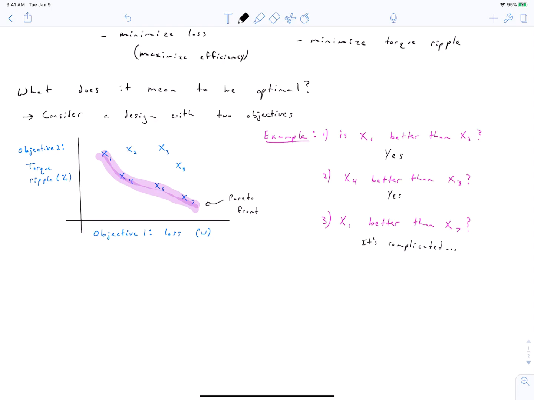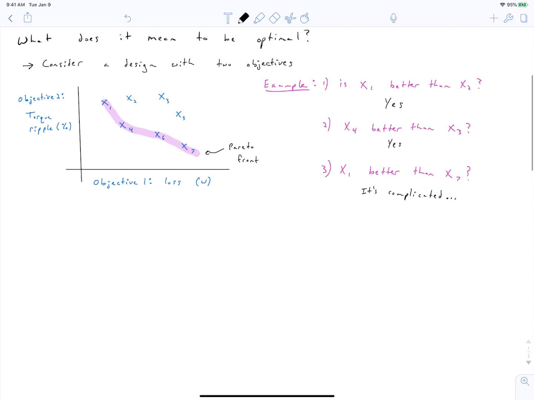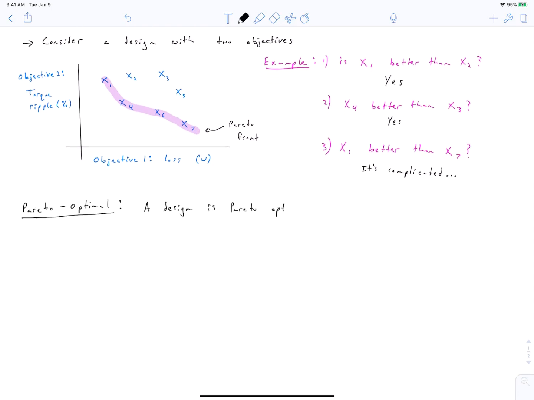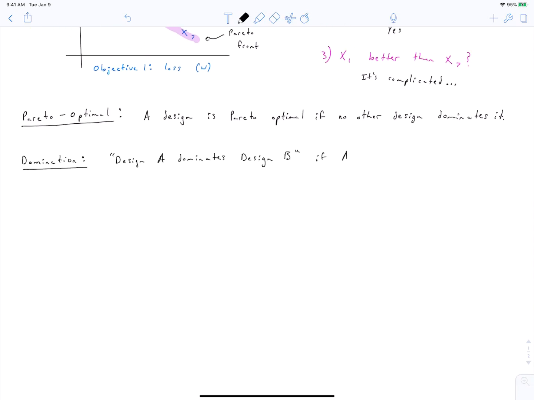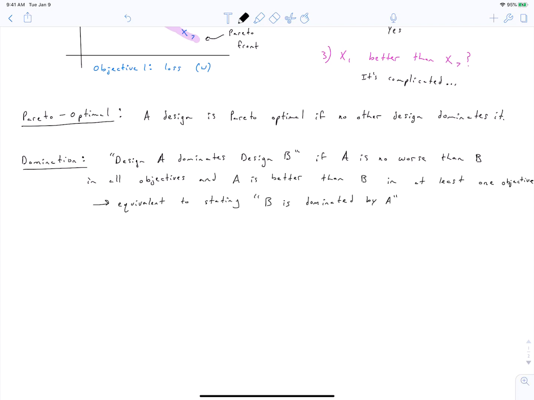So all of these designs on this front that I've sketched in purple are considered Pareto optimal designs. And the definition of a Pareto optimal design is that a design is Pareto optimal if no other design dominates it. Okay, so what does it mean for a design to dominate another design? A design is said to dominate another design. That is, we can say design A dominates design B.